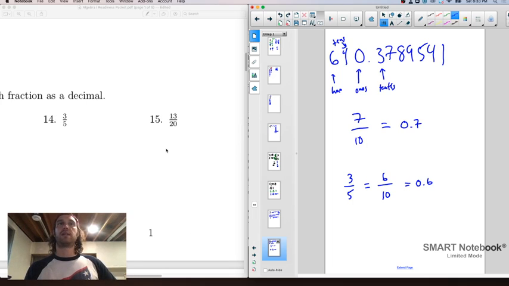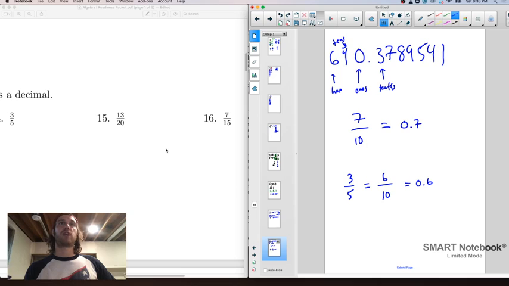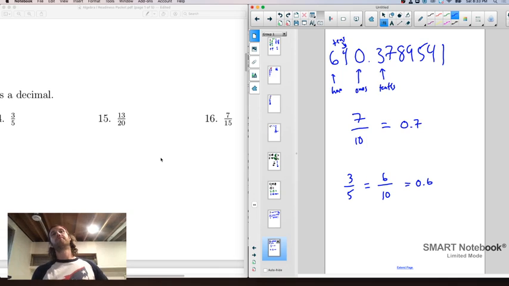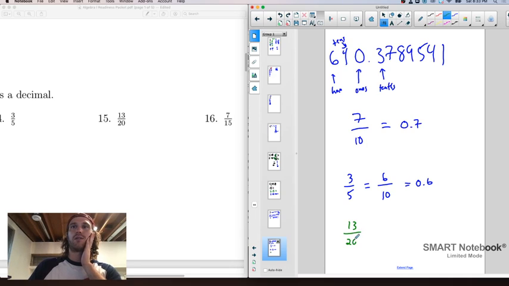13 over 20. Ooh, that's crazy. Yeah, so again, for fractions like this, I don't think it's reasonable, if you have a phone in front of you, to do the long division or do anything crazy. This one, there actually, I think, is a fairly easy method for us to use, and I'll kind of show you that.